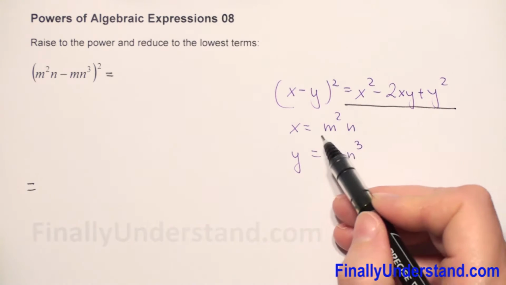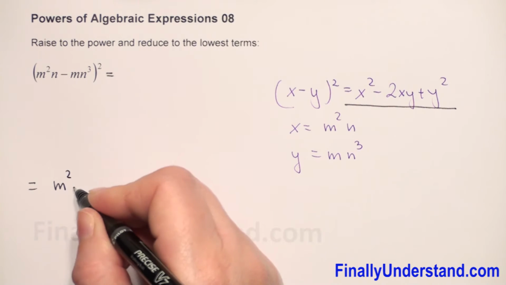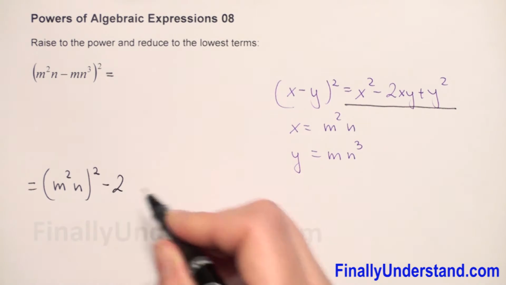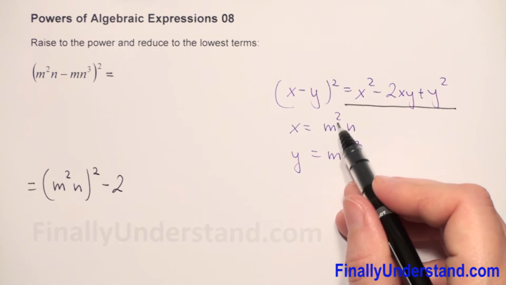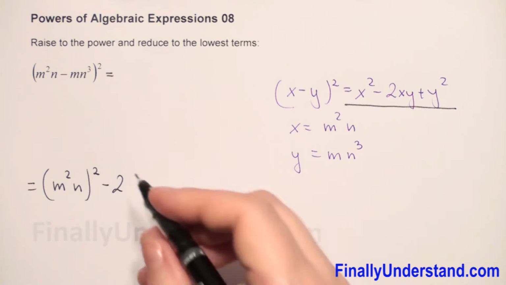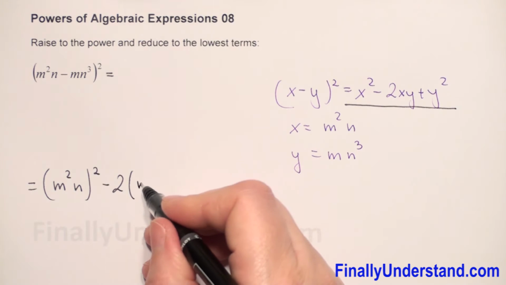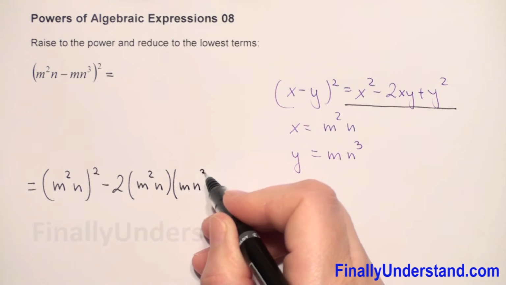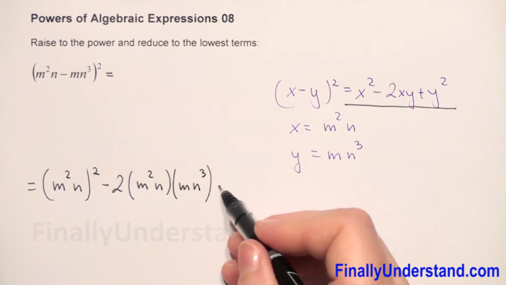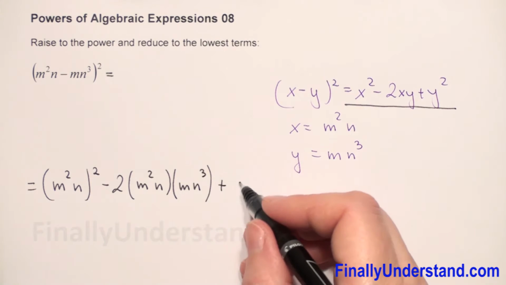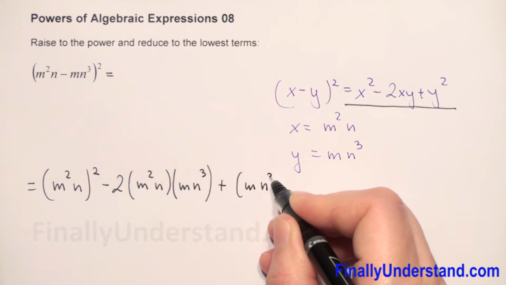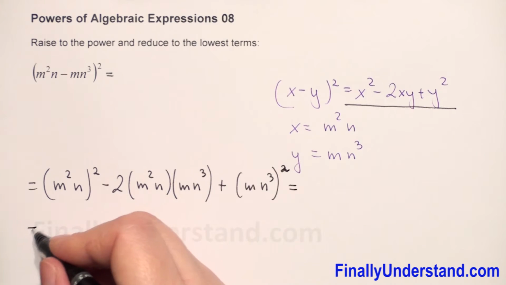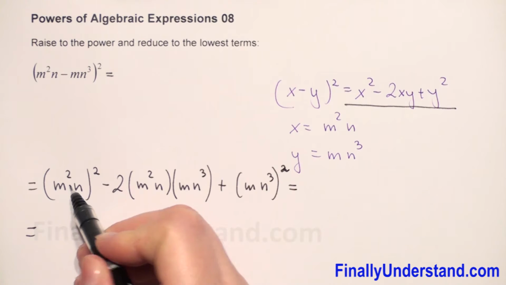First, we have x², so we will have (m²n) to the second power. Next, we have a negative sign. 2, we have to rewrite, and we have x times y, so m²n times mn³. Let me put this in parentheses, (m²n)(mn³). And at the end we have plus y², so it will be (mn³) to the second power.